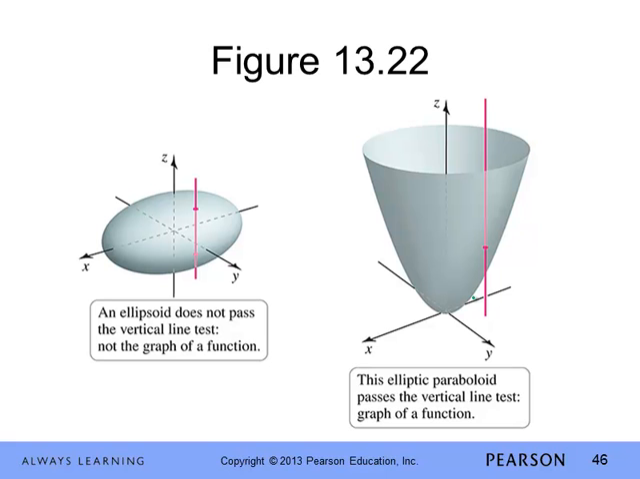Remember what a function is? For each input, meaning for our new case here, for each value for x and y, there is one and only one output, z. But for the ellipsoid, apparently there will be two values of z for any given ordered pair x, y. So the ellipsoid is not the graph of a function, but the elliptic paraboloid would pass the vertical line test, because everywhere you move that vertical line, that line that's parallel with the z-axis, it only hits the graph once.